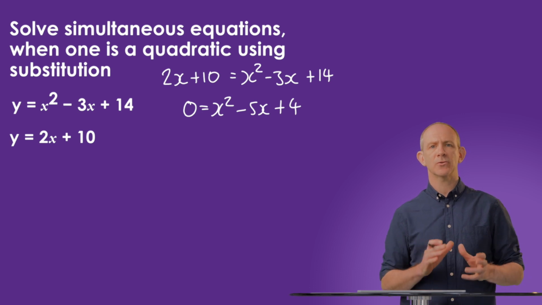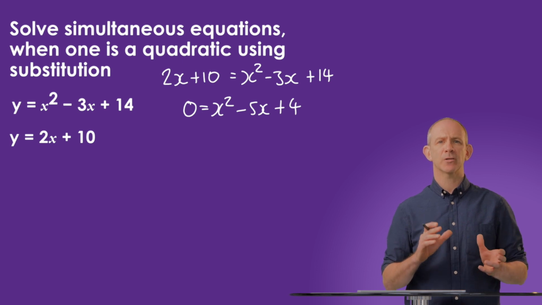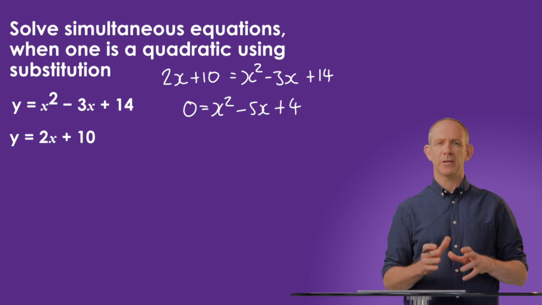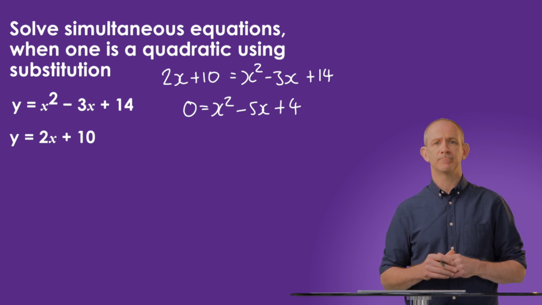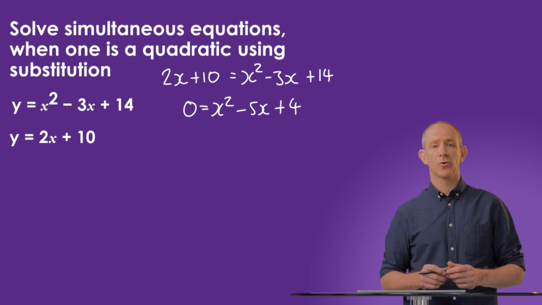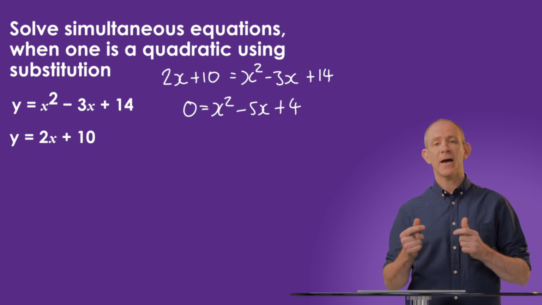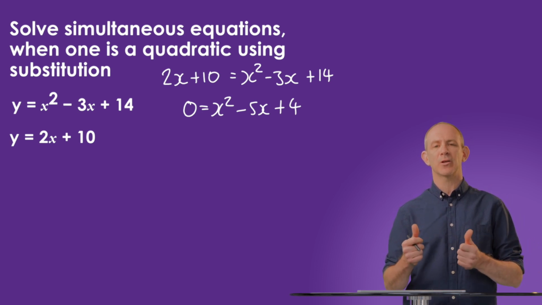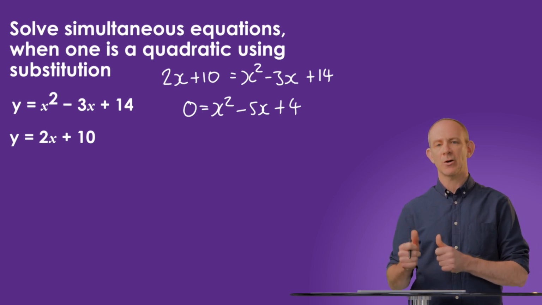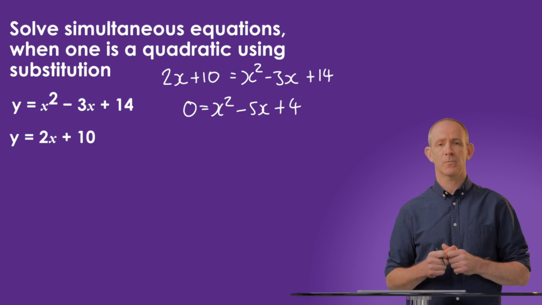Now we can either use factorization to solve this or the quadratic formula. Remember, if they're asking you to round the answers, you'll probably need the quadratic formula. Here, we'll use factorization. So we know what the factors of 4 are. It's 1 and 4, 2 and 2. As the b coefficient of our quadratic is negative, we know that both of them are going to be negative because our c coefficient is positive. Negative times negative gives a positive.